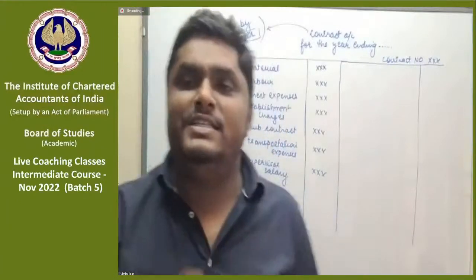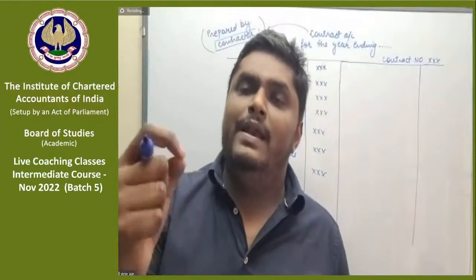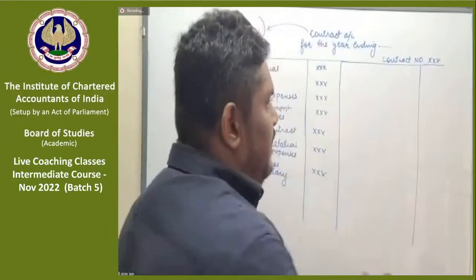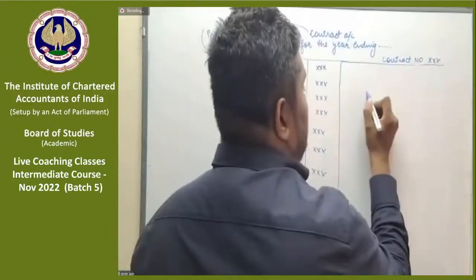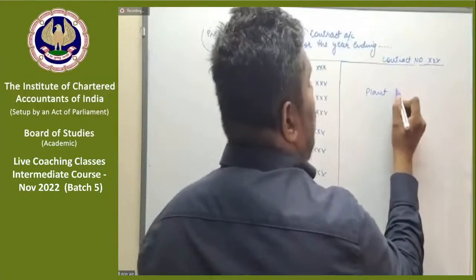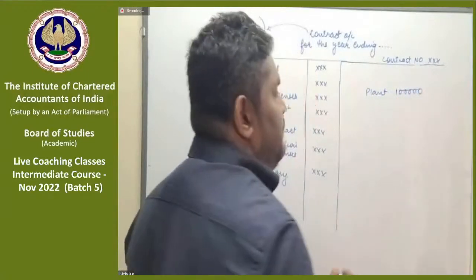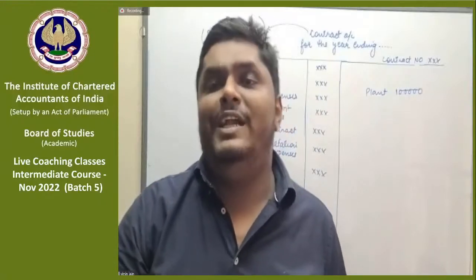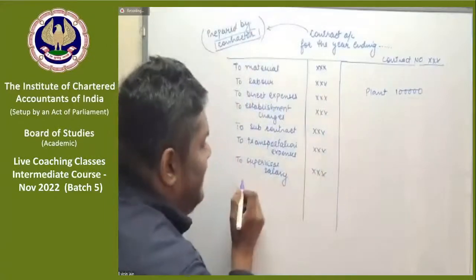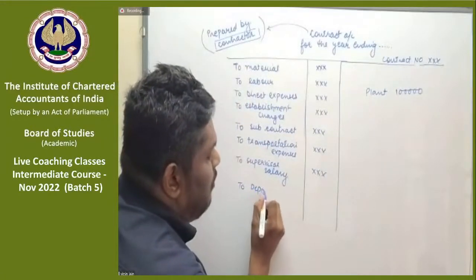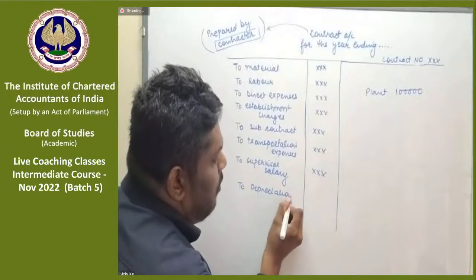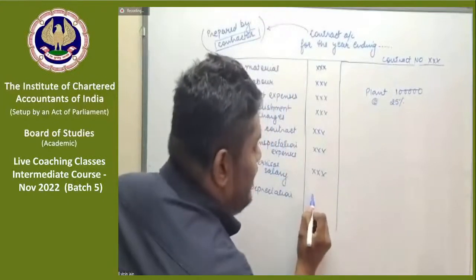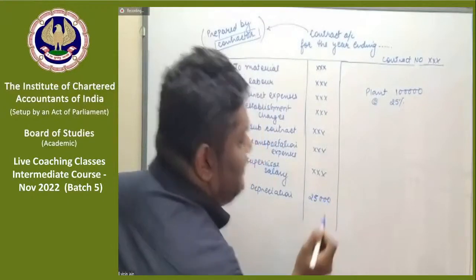If any plant is supplied to a contract, let's say a plant of rupees 1 lakh is supplied to a contract. Now, let's say it is depreciated at the rate of 25%. So you can simply write to depreciation 25,000.